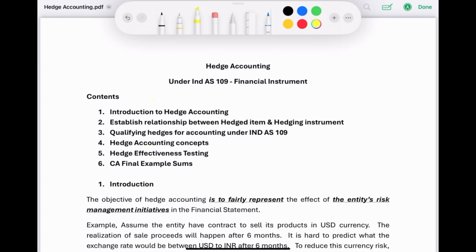Hello, hi everyone. In this video, we'll talk about hedge accounting under Ind AS 109, which is on the subject of financial instruments. Specifically, these 6 topics we'll cover in this video.